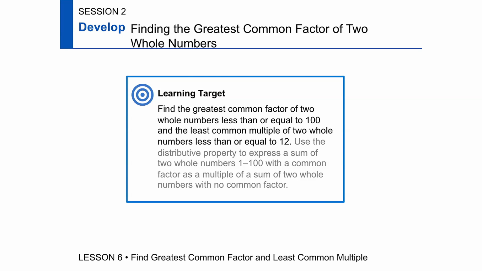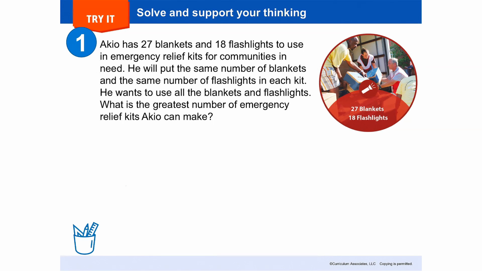Hey guys, this is the lesson for finding greatest common factor of two whole numbers. So we're going to be looking at factors that multiply between two numbers that are less than or equal to 100. And then next, we'll be looking at least common multiple in our next session. So we're going to go ahead and just start with number one here.